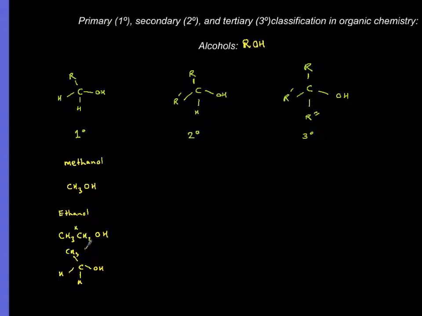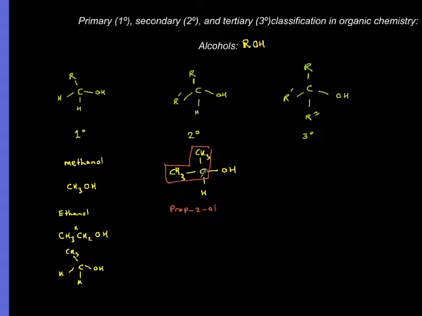A secondary alcohol, the second hydrogen is also replaced with another alkyl group. For example, if I put CH3 here, CH3, and you have only one hydrogen left on this carbon, this is an example of a secondary. Now, how do you name it? Go after the longest chain, which is this here. So it's a propane, which on the second carbon you have a hydroxyl group. So it's propan-2-ol.